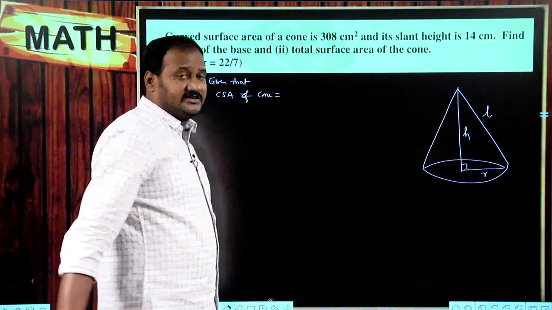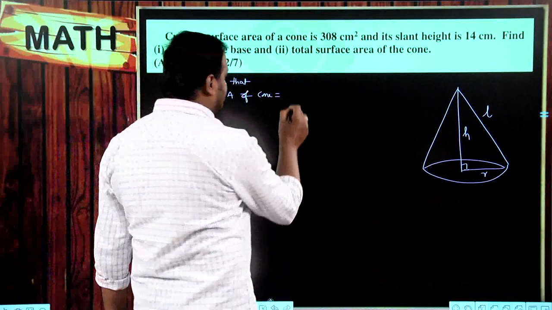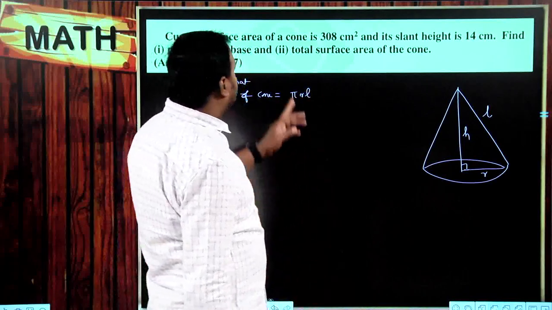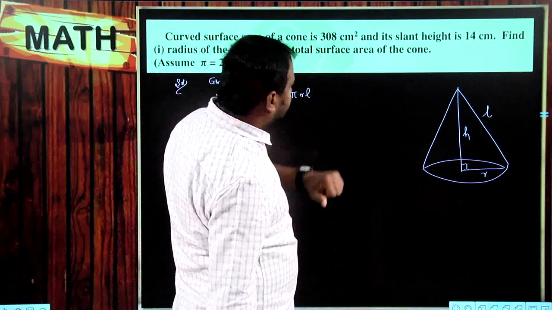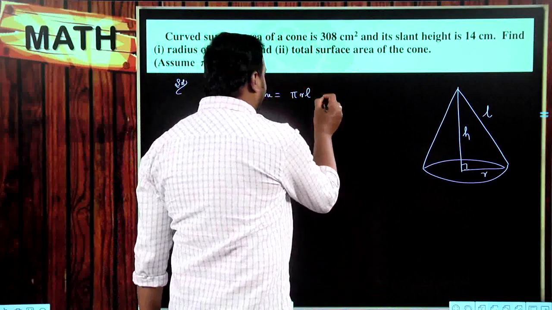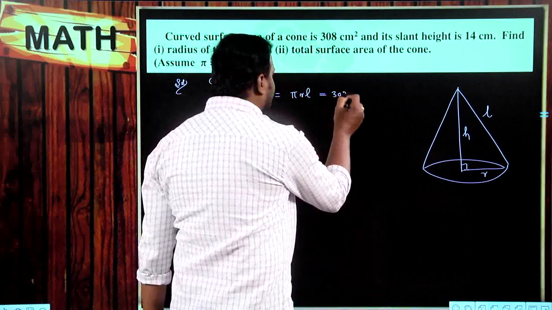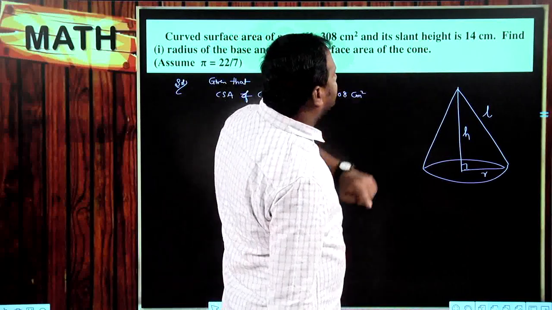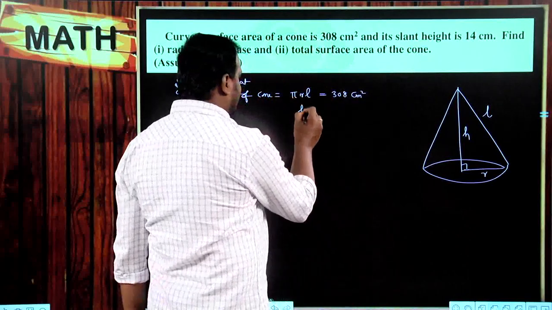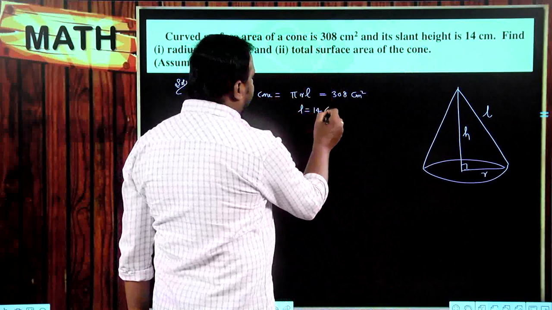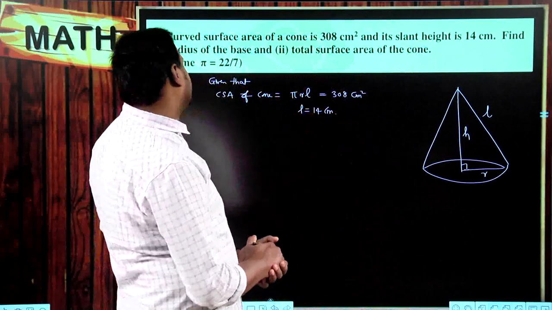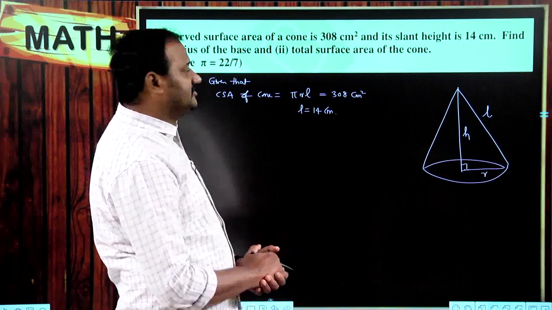What is the formula for curved surface area of a cone? We already discussed, that is pi r L. So that was given here as 308 centimeter square. So pi r L is equal to 308 centimeter square and the slant height is 14 centimeters. So L is equal to 14 centimeters. What do you want here? Find the radius of the base and total surface area, assuming pi is equal to 22 by 7.